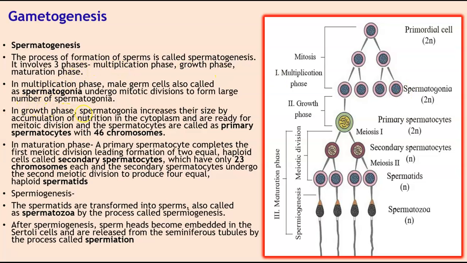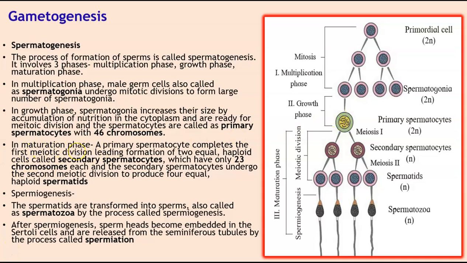Then the second phase is the growth phase. The spermatogonia increase their size by accumulation of nutrients in the cytoplasm and are ready for meiotic division. These cells are called primary spermatocytes, which have 46 chromosomes. Here, have a look at this image. This is your second phase, that is the growth phase. Some of these spermatogonia stop dividing and grow in size. They develop into a primary spermatocyte, which is diploid, 2n, due to accumulation of food.